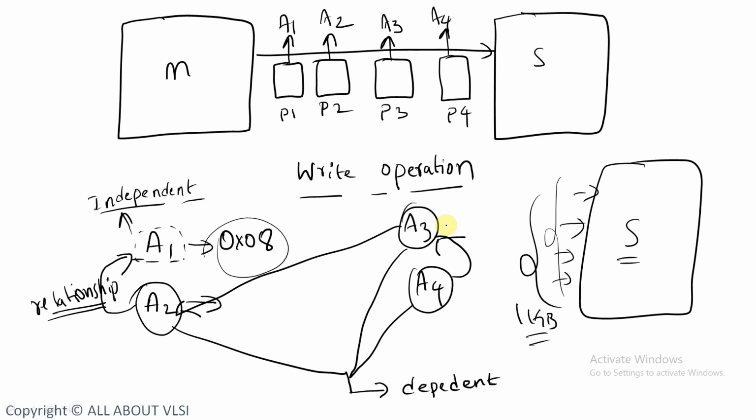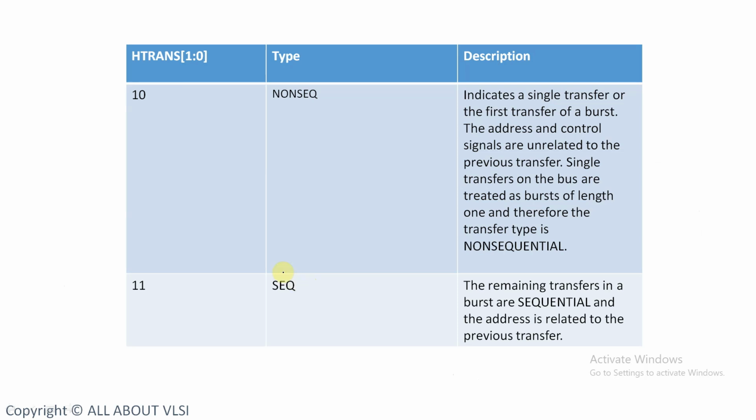Okay, so the transfer type. Why I'm discussing all this is because the transfer type for your first address will be non-sequential. That is, it is not dependent upon any previous transaction addresses. So here also we have this. It indicates a single transfer or the first transfer of a burst. So the address and control signals are unrelated to the previous transfer. Single transfers on the bus are treated as bursts of length 1, and therefore transfer type is non-sequential. This we are going to discuss further in our sessions.